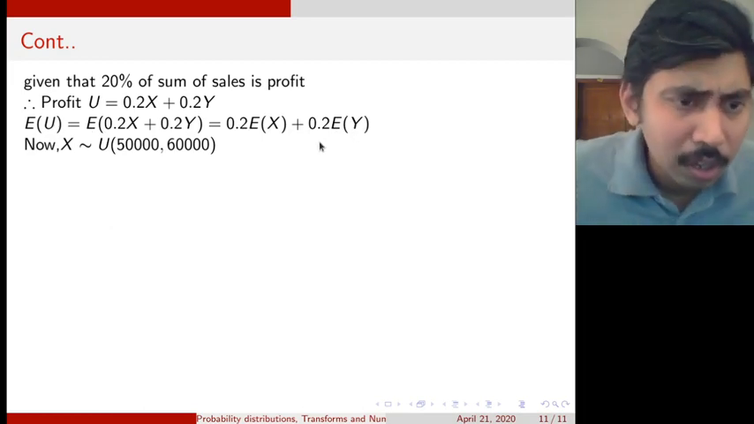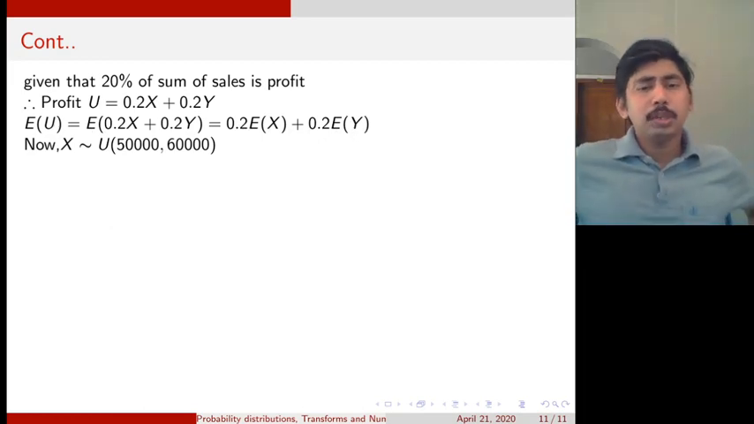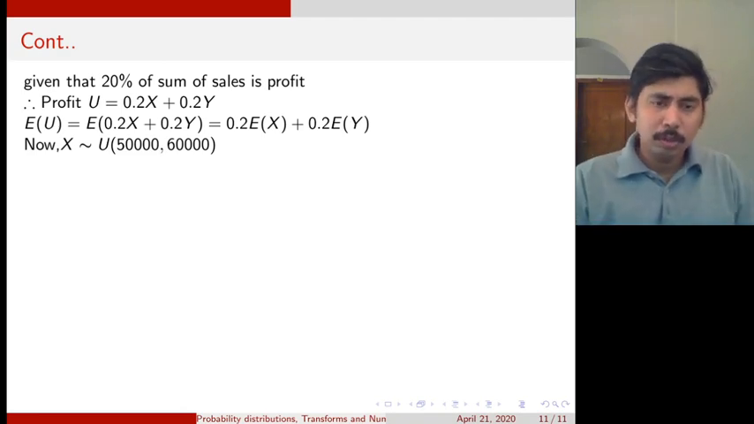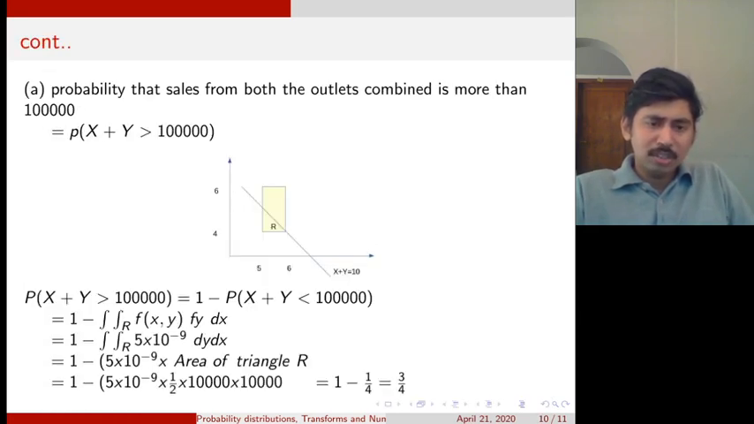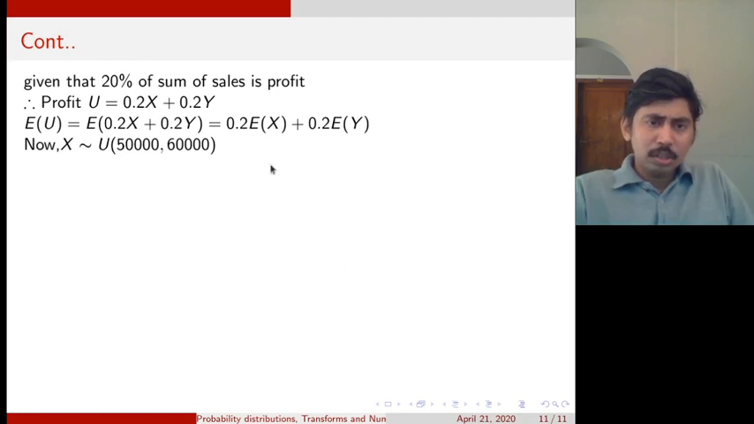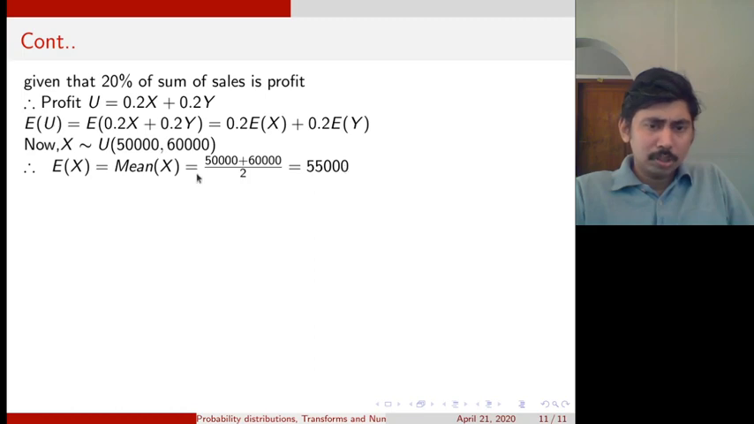We already know that for a uniform distribution, the expectation of any variable is (a plus b) by 2. In this case, for the first variable, the range is 50,000 to 60,000, so (a plus b) by 2 is 55,000. You get the mid value of that, that's all. So x follows a uniform distribution between 50,000 and 60,000. So the mean is equal to the sum of these divided by 2, that's equal to 55,000.